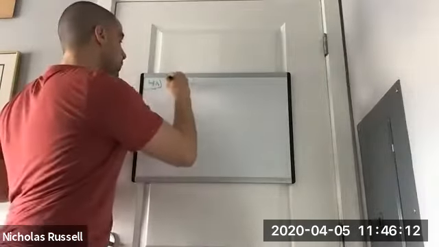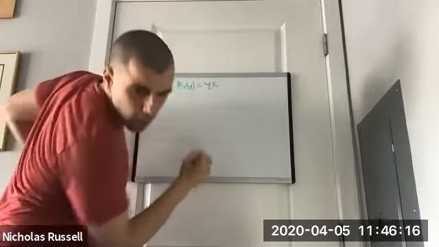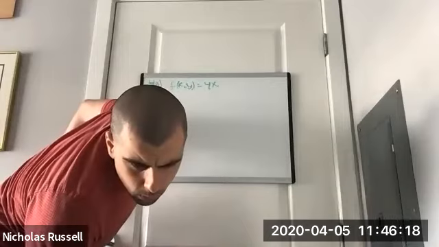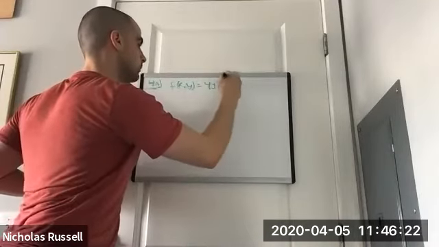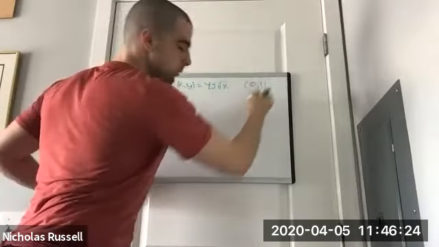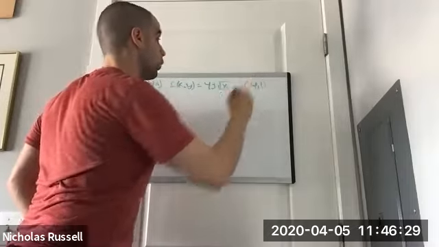So we have f of x, y is equal to 4x squared, what? Yep, no, y squared of x. My bad. And I'm at the point 4, 1. Sorry, 4, 1.